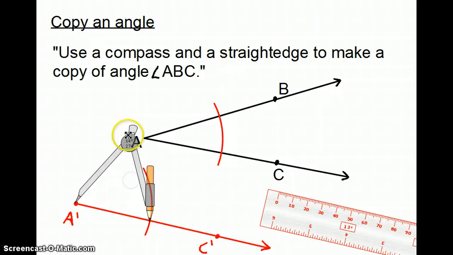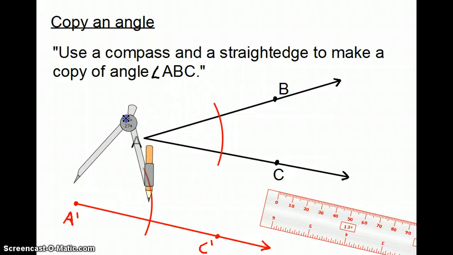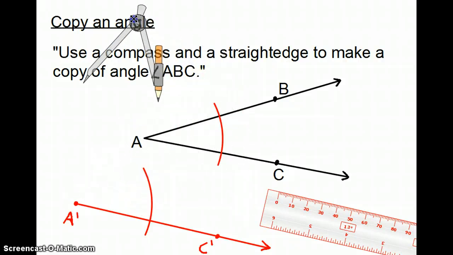Okay, so I've made a similar arc, actually a congruent arc. Stab, rainbow, same span, stab, rainbow. I kept the same size compass here and here. So, so far the picture is the same.